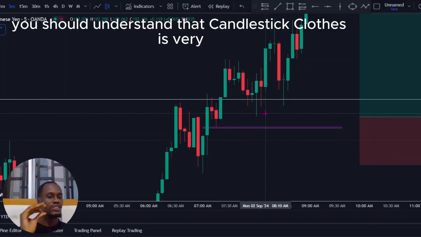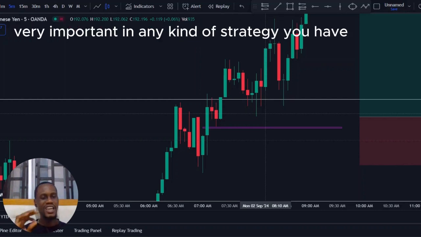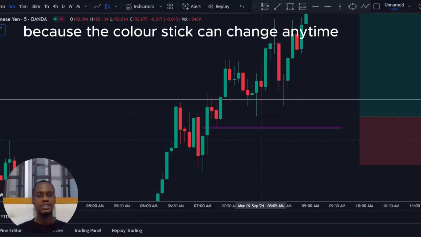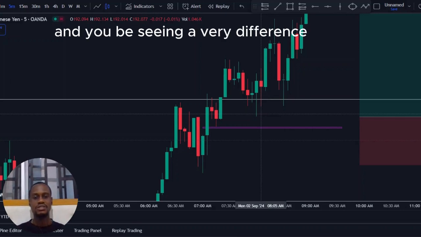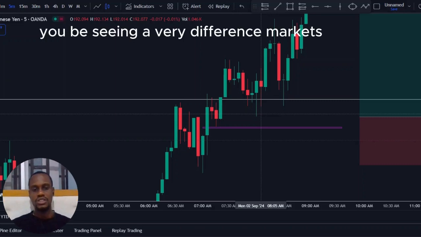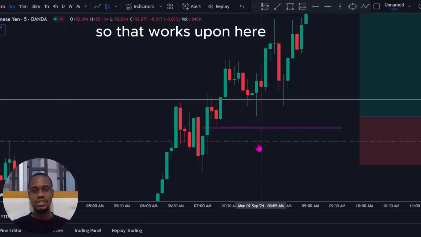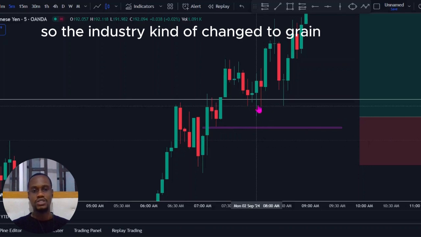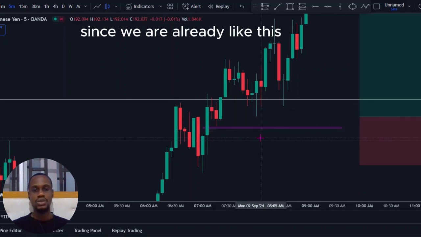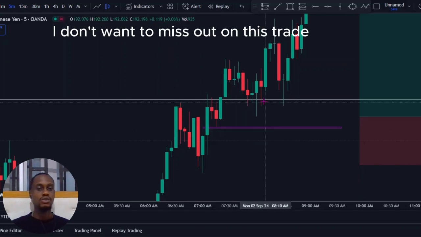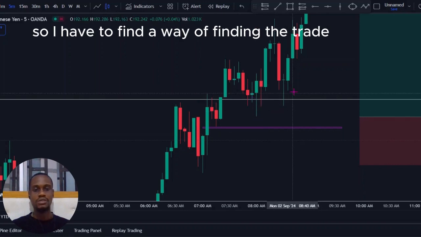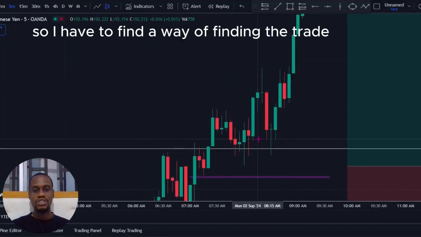So you should understand that the candlestick close is very, very important in any kind of strategy you have, because the candlestick can change anytime, and you'll be seeing a very different market. So that was what happened here. The candlestick changed to green, and I was like, okay, since we are already like this, I don't want to miss out on this trade. So I have to find a way of entering the trade.